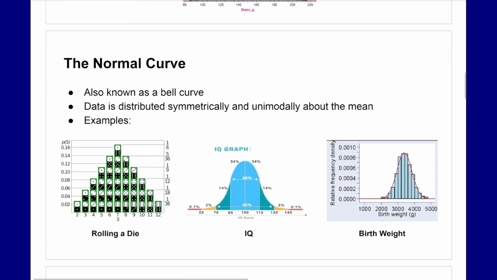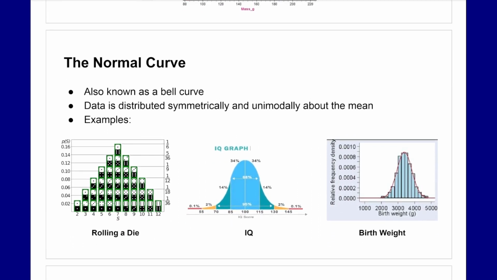The normal curve is also known as the bell curve. Data is distributed symmetrically and unimodally about the mean, so kind of that mound shape. Some examples might be rolling a die. Again, that's discrete data, but we see that if we're rolling 2 dice, the majority of data tends to be around 7. And then as we get further and further away, it's less and less likely to get each outcome.